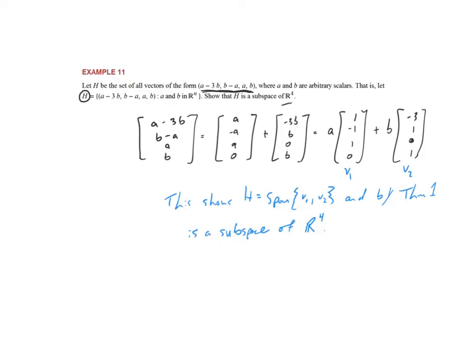I could have gone through the exact same 3 steps as I did in the previous 2 examples. Show that it contains a 0 vector. That wouldn't be terrible. Show that it's closed under vector addition. That would take a little bit of work. And show that it's closed under scalar multiplication. A little bit more work. Effort, writing. But if I can show that we have the span of a set of vectors, poof, done, using the theorem. Okay?